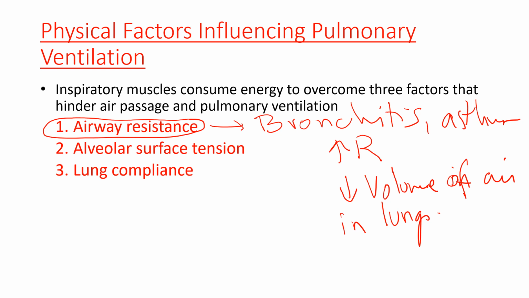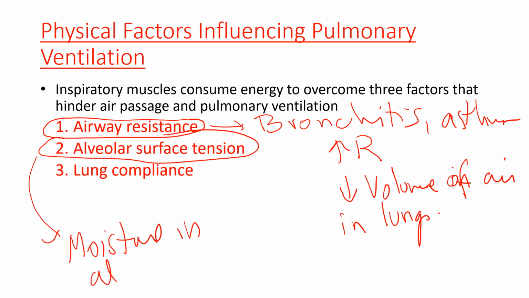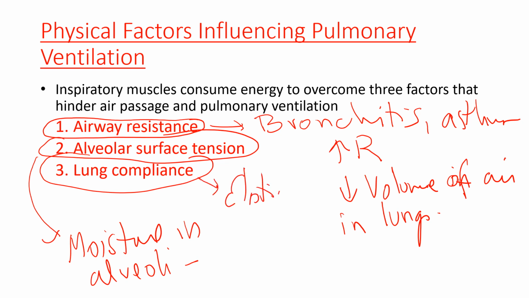Alveolar surface tension, again, that is the water, moisture in the alveoli. We can fix that with surfactant. Lung compliance. This means the elasticity of the lungs. We mess with any of these factors and we compromise ventilation. If there isn't enough surfactant, that compromises ventilation. If the lung cannot recoil or expand, that compromises ventilation. If there are plugged tubes, that compromises ventilation. So mess with any of those three factors, you compromise ventilation.